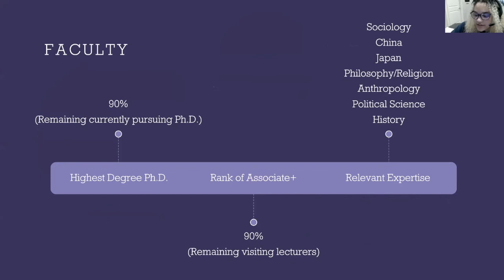For the current faculty that contribute to Asian Studies at UCA, we have 10 faculty members. 90% of those, their highest degree is a PhD, with the remaining currently pursuing their PhD. 90% hold the rank of associate or higher, with the remaining being a visiting lecturer. And the relevant expertise are within all of these different aspects of sociology, China, Japan, philosophy, religion, anthropology, political science, and history.